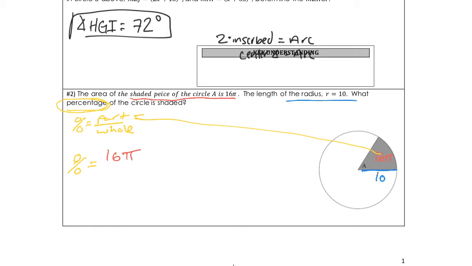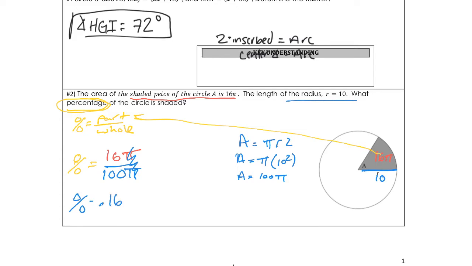But I need the whole area of the circle. Okay, to do area of a circle for the whole thing, area equals pi times radius squared. So the area of the whole circle is pi times the radius, 10, squared. So the area of the whole circle is 100 pi. So 16 pi divided by 100 pi, part over whole. The pi's cancel out, that's nice. 16 out of 100 is 0.16. Move the decimal over twice, it is 16%.